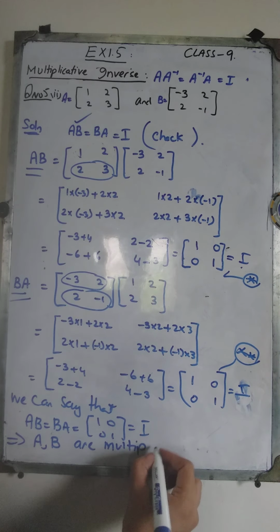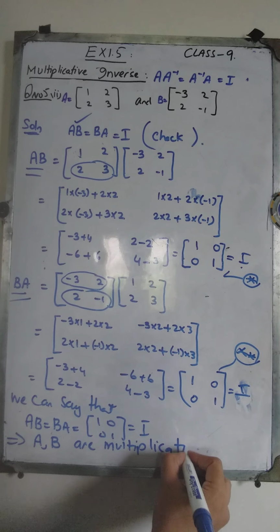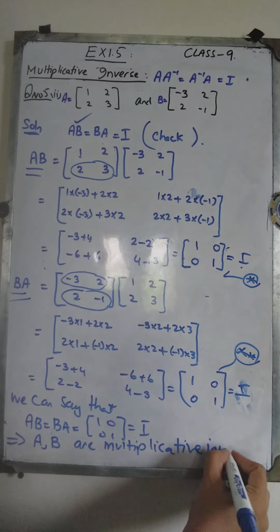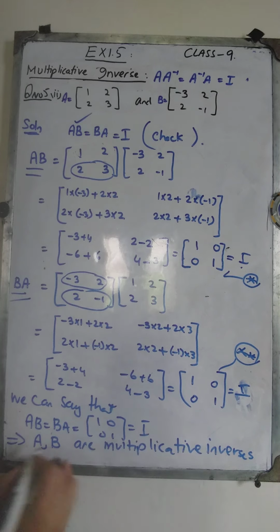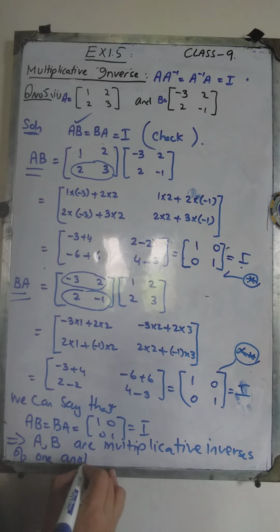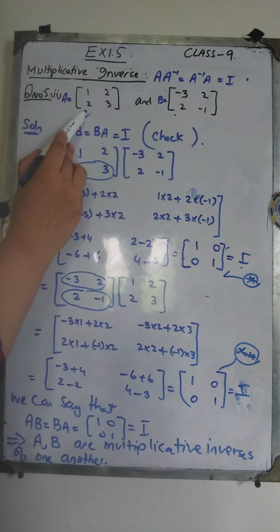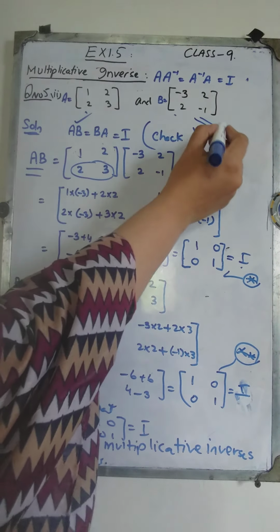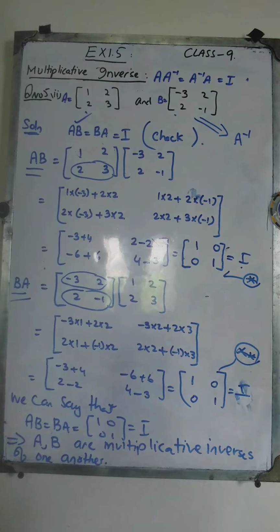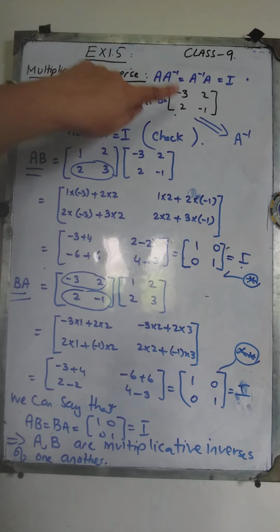This implies that A and B are multiplicative inverses of one another. Okay, so B is the multiplicative inverse of A. B can also be denoted by A inverse now, because it is the inverse of A, and this is the notation we use for multiplicative inverse. And A is the multiplicative inverse of B.